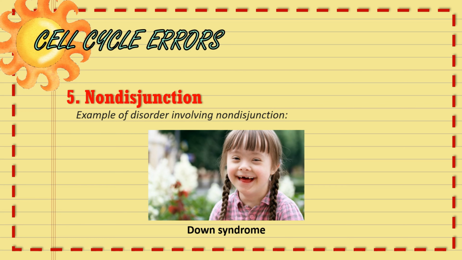An example is Down syndrome, also known as trisomy 21. It is a genetic disorder caused by the presence of all or part of a third copy of chromosome number 21.